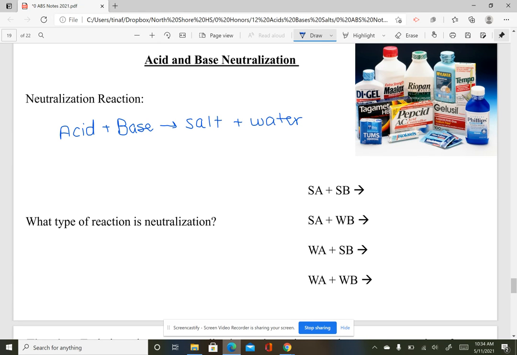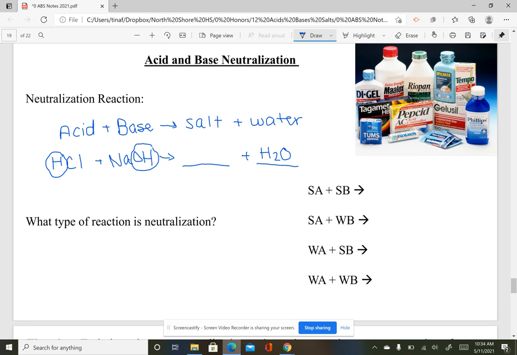Okay, so to show you a more specific example of exactly what happens, let's take HCl as my acid and NaOH as my base. And then let's say you guys would have to figure out what the products of this neutralization reaction would be. We're always going to take the H from the acid and the OH from the base, and when we put them together, we get water. Two H's and one O.